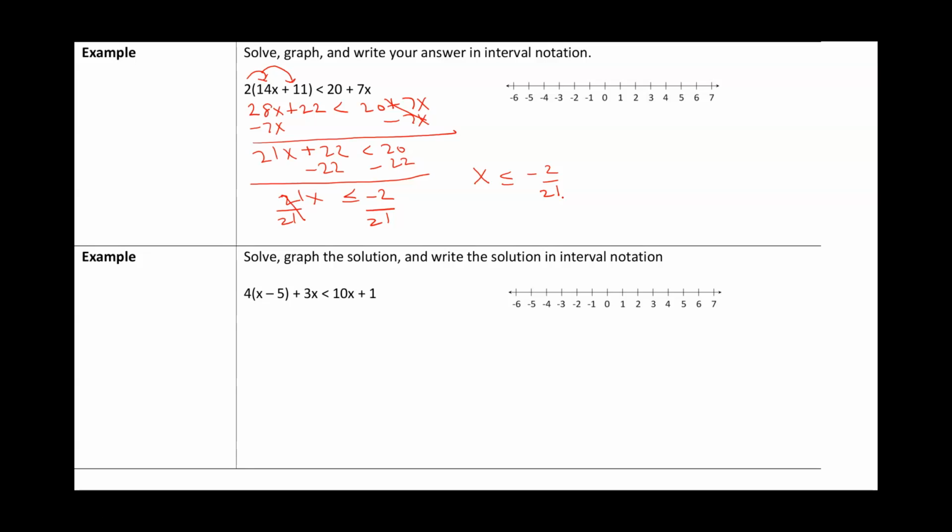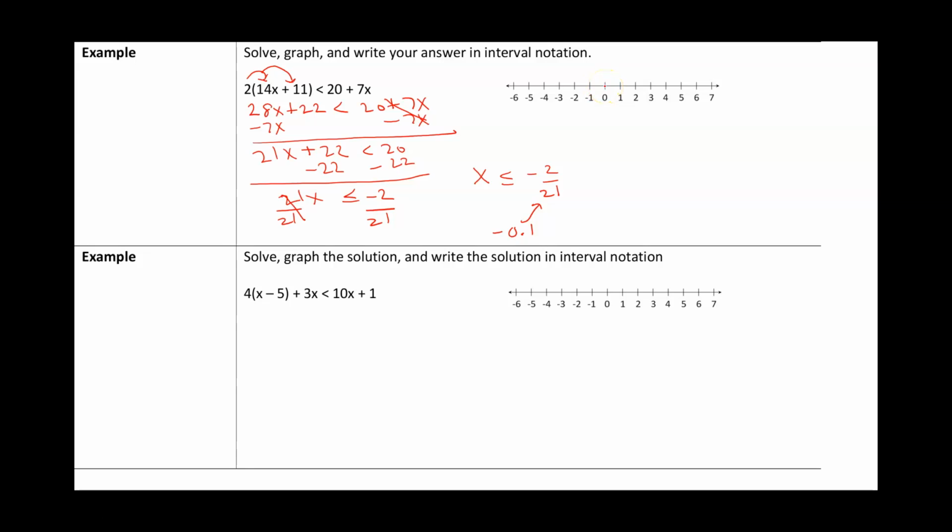But one thing we want to do is when we graph this, we have to keep in mind negative 2 over 21. What is that approximately equal to? So in decimal form, if we divide negative 2 divided by 21 in a calculator, this will give us approximately negative 0.1 if we round it. So we know that negative 2 over 21 is going to be somewhere between 0 and negative 1, but very close to 0. So it's going to be approximately right about there.